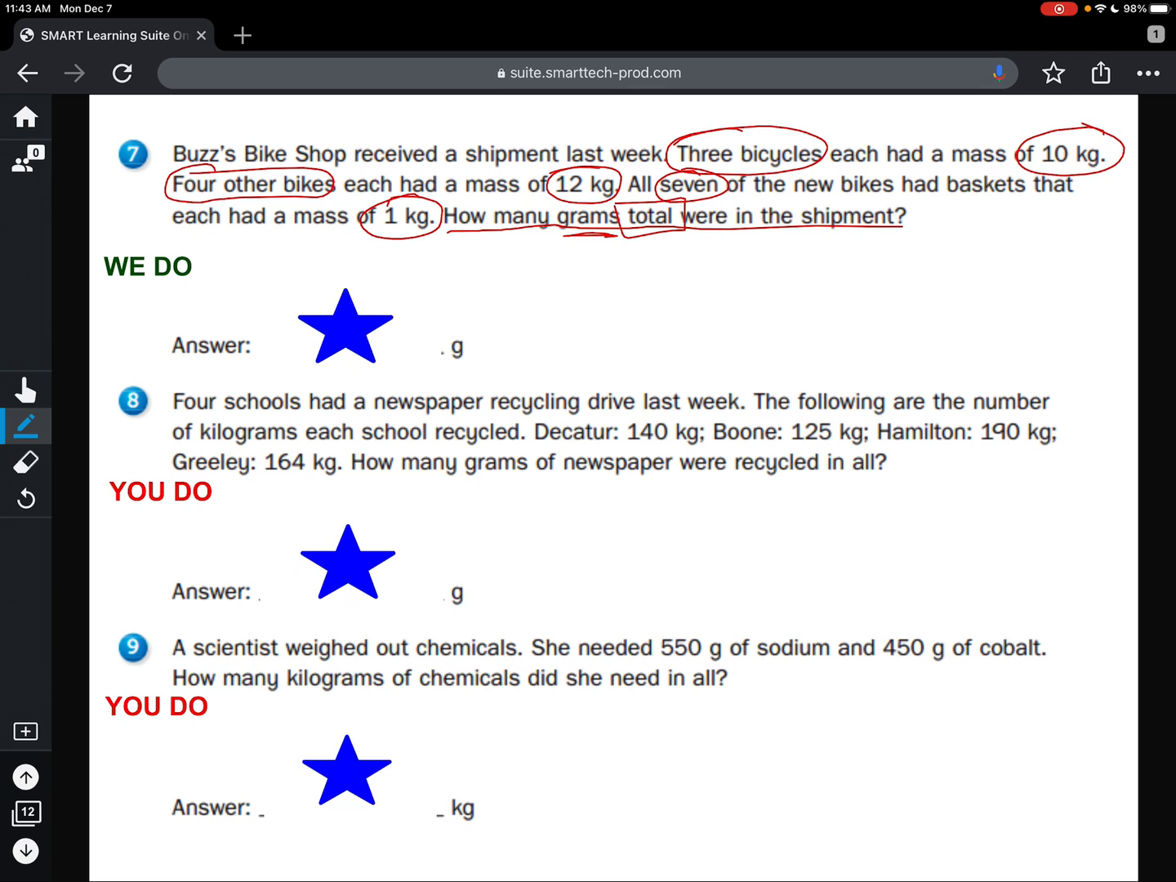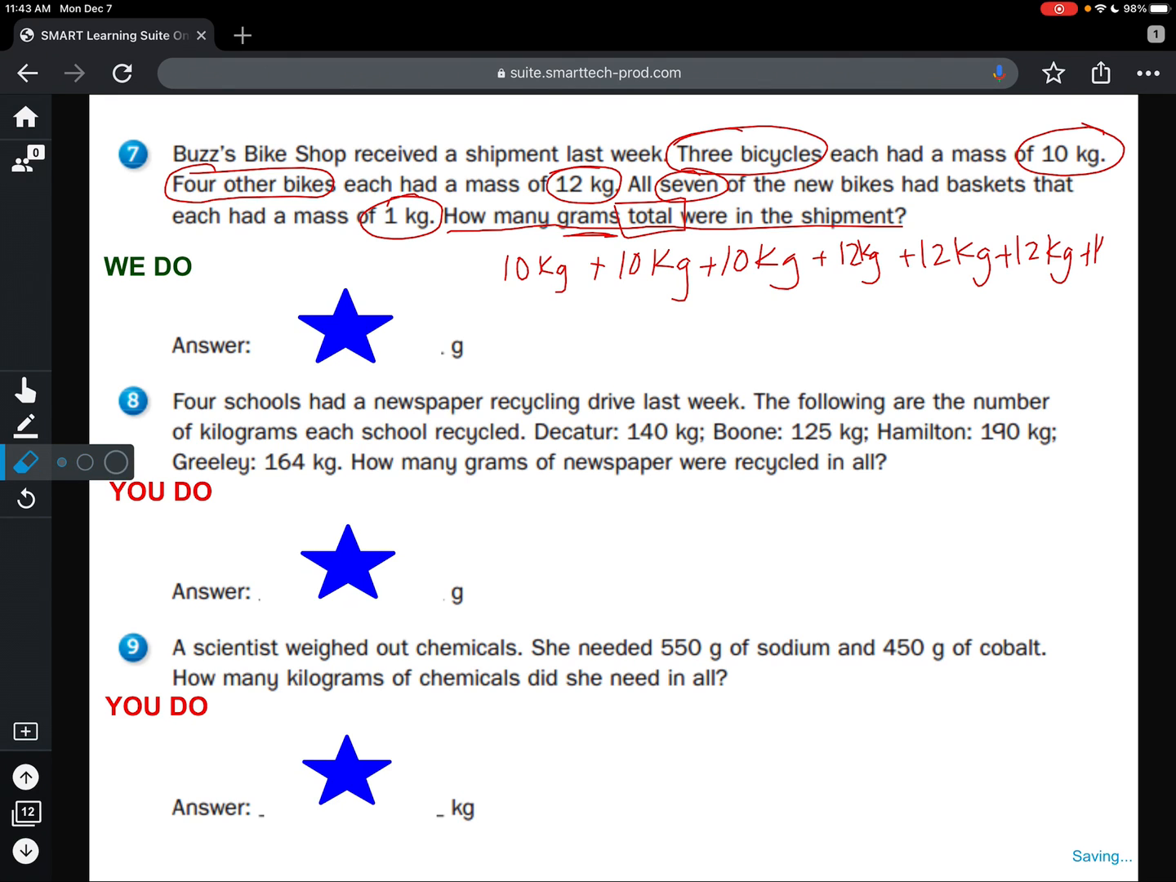We know that the first 3 bikes weighed 10 kilograms. So I'm going to do 10 kilograms plus 10 kilograms. Go ahead and do this with me. Then I need to add the other 4 bikes that had 12 kilograms. So I'm going to write 12 kilograms 4 times. Go ahead and add those numbers up together.